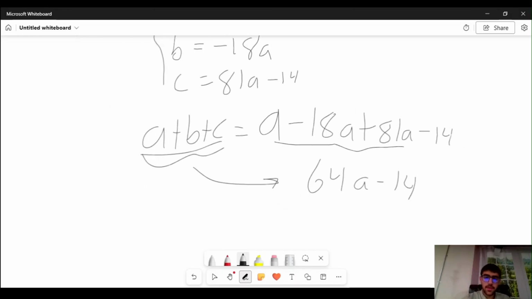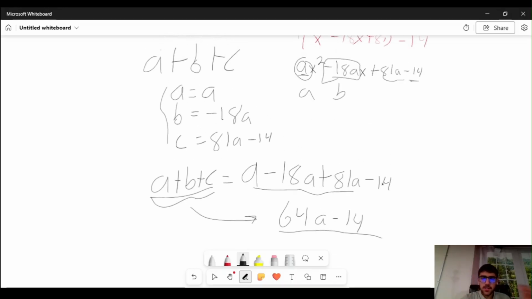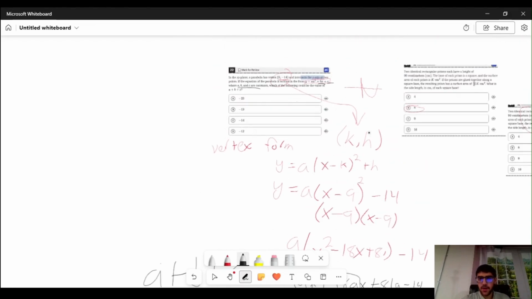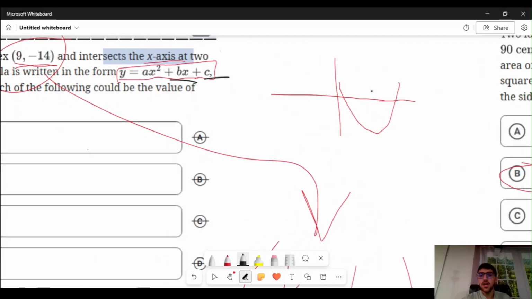From there, what can I do? I have to in some way solve for a plus b plus c, which I was able to change to 64a minus 14. The only piece of information that I have about a is, if you remember back, when we drew the equation, we said it has to be concave up because there are two solutions and the vertex is under the x-axis. So if the vertex is under the x-axis, it has to open up for it to touch the x-axis two times. So what does that mean?